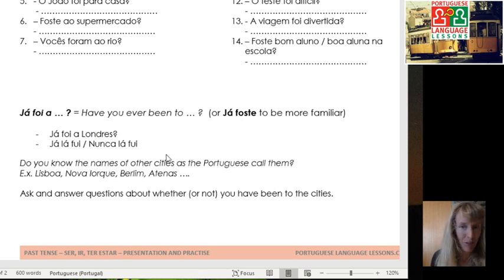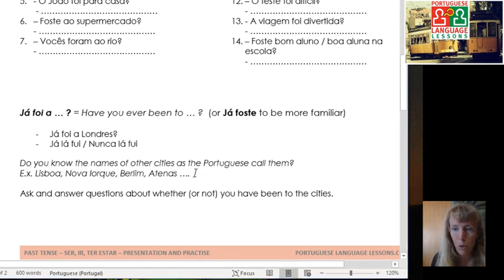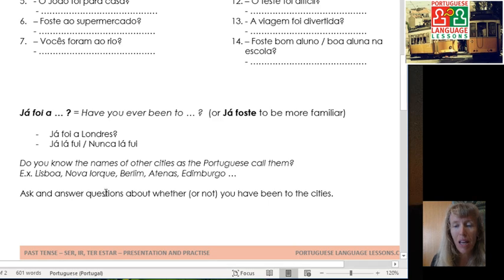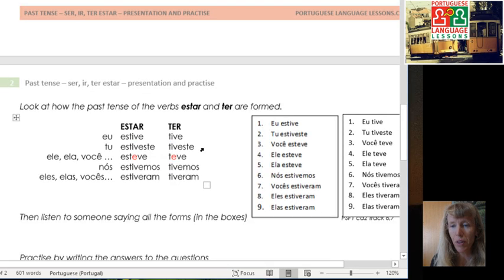So we can talk about different cities, and most languages change some of the very common cities to their own versions, like Londres is London, Lisboa, of course in English we change it to Lisbon, Nova York, New York, Berlin, Atenas, there's others like Edimburgo, I could write that one in, that's a nice one, Edimburgo. Can you think of any others? And nice practice to practice with that.